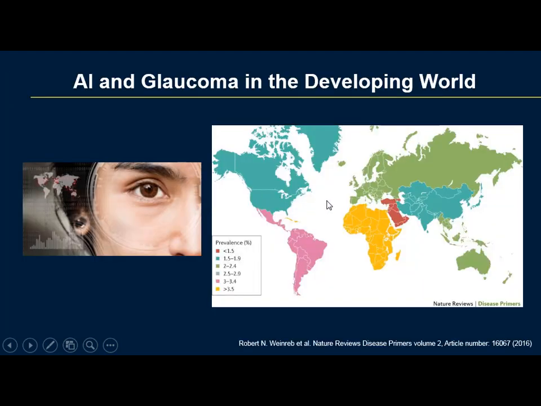Here's some of the prevalence figures. So India, prevalence 1.5 to 1.9. You can see Africa has got a huge population with glaucoma that's increasing. So artificial intelligence has a place to play, I think, in probably all of these geographical areas, but particularly in Africa and probably Southeast Asia.